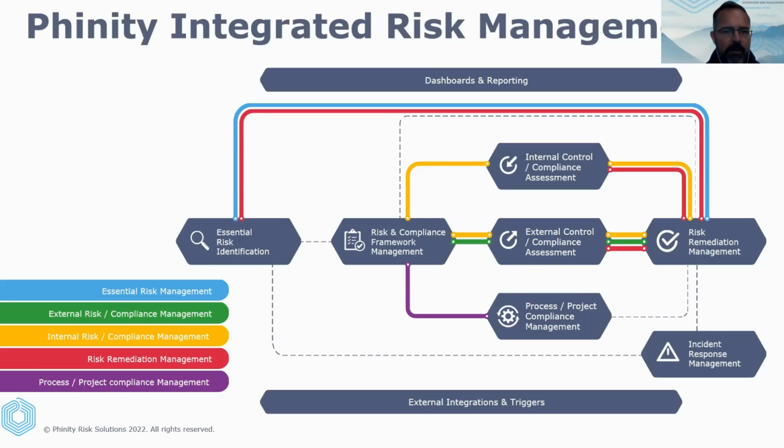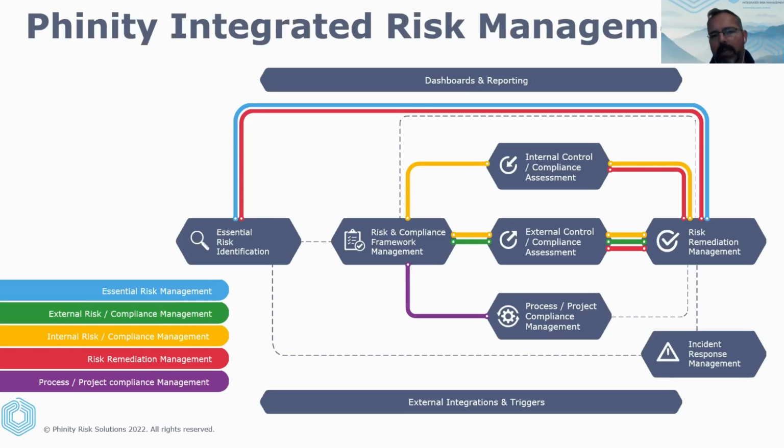If we have a look on the far left-hand side, you've got your essential risk identification process, and then it runs all the way through to risk remediation management. You combine those two solutions, and you essentially have your enterprise risk management capability. But really the core of Phinity, the inner core, is your internal controls and compliance and your external controls and compliance, as well as your process and project compliance management capability.